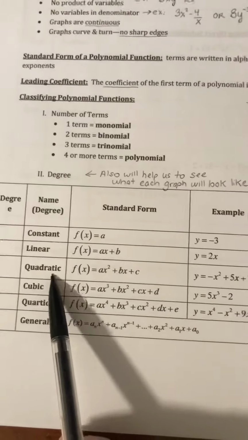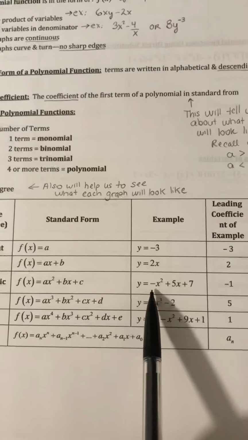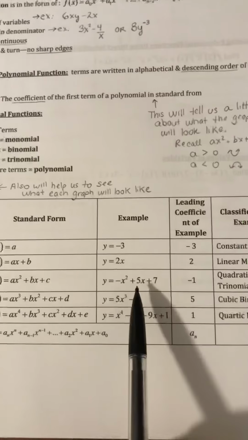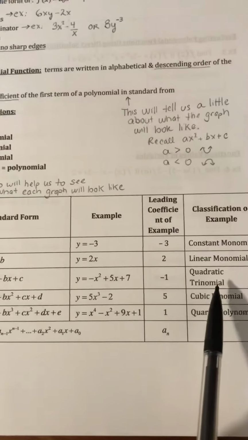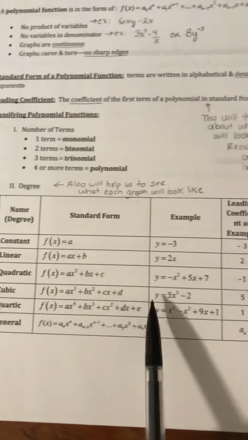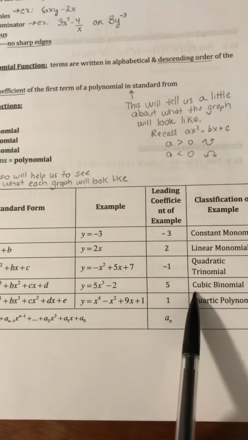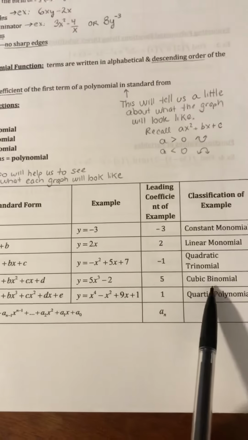Degree of 2 is a quadratic. We've spent a lot of time working on this. Here we have leading coefficient of negative 1. This is a trinomial, so it's a quadratic trinomial. The next one is degree of 3. It's called cubic. We have 5x to the third. Leading coefficient is 5. This is a cubic, but it's 2 terms, so it's a binomial.